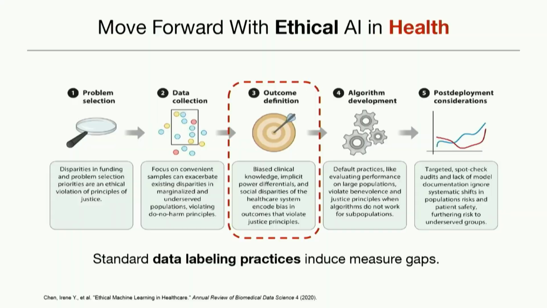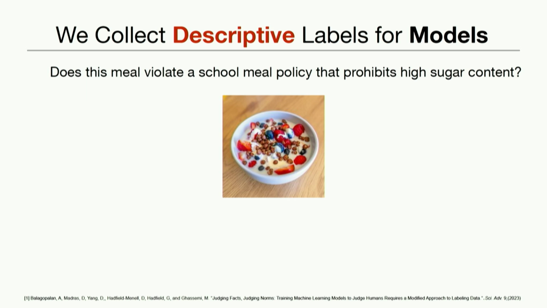Another thing to think about is how we define outcomes. The way that we define outcomes right now is often with these standard labeling practices in machine learning. What's a standard labeling practice? Let's say I want to build a machine learning model that classifies whether this meal violates a school meal policy, and the meal policy prohibits high sugar.